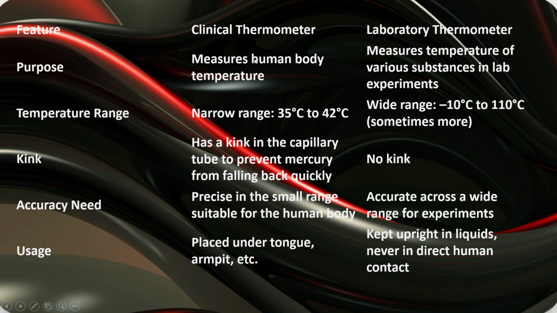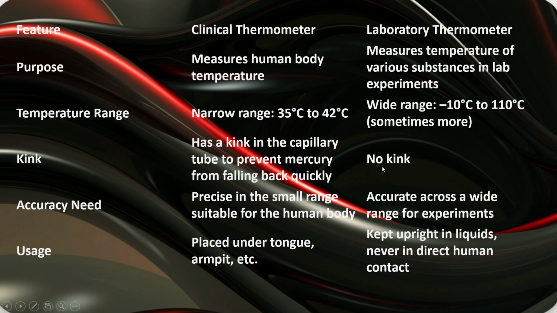Feature differences between the clinical thermometer and laboratory thermometer. Purpose: the clinical thermometer measures human body temperature. The laboratory thermometer measures temperature of various substances in lab experiments. Temperature range: clinical thermometer, narrow range, 35 degrees Celsius to 42 degrees Celsius. Laboratory thermometer, wide range, -10 degrees Celsius to 110 degrees Celsius, sometimes more. Kink: the clinical thermometer has a kink in the capillary tube to prevent mercury from falling back quickly.